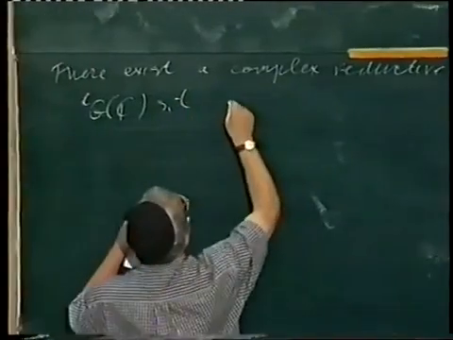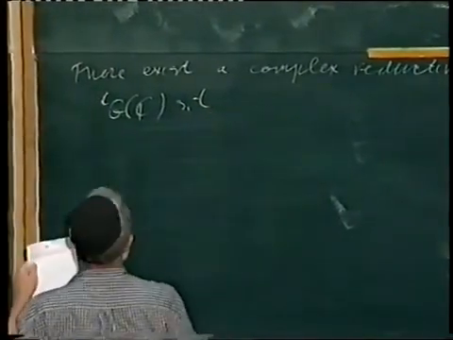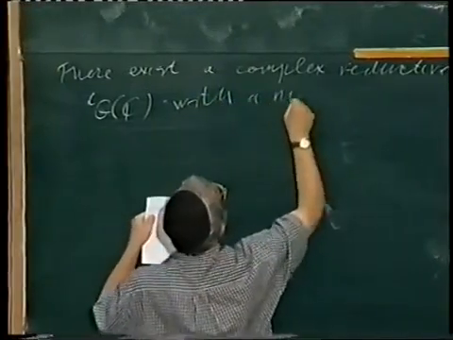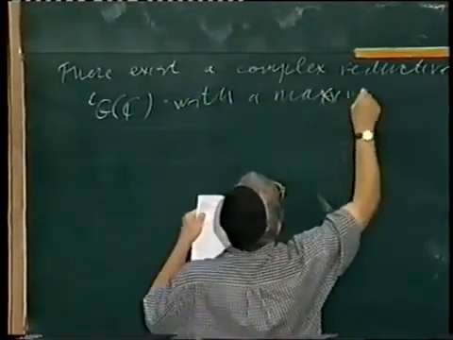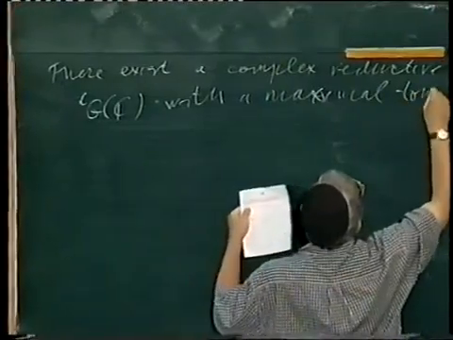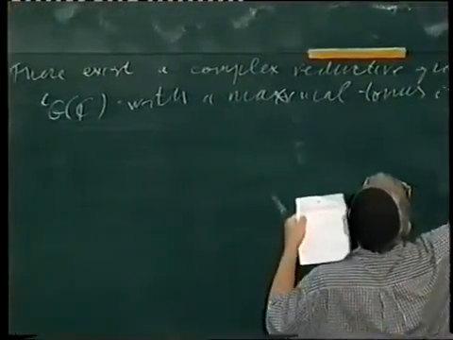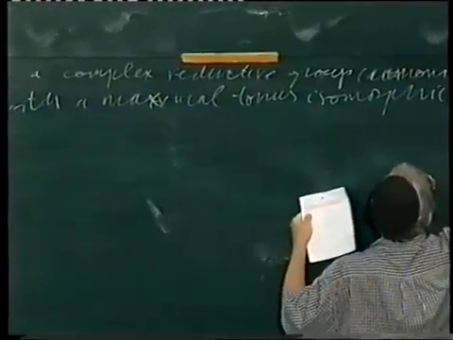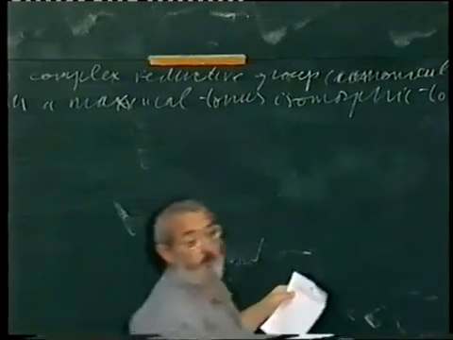GL of C such that, with, let's say more precisely, with maximal torus isomorphic to TL of C. This is called the dual group. Canonical isomorphism. The construction gives you a canonical isomorphism.